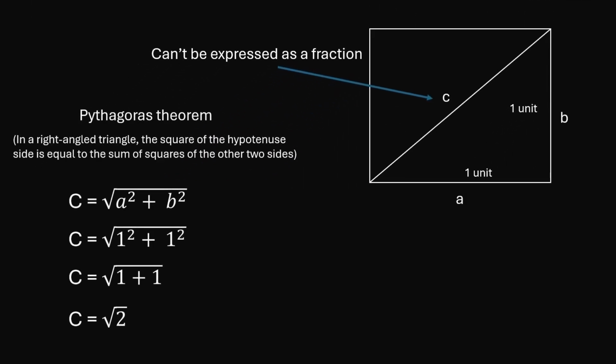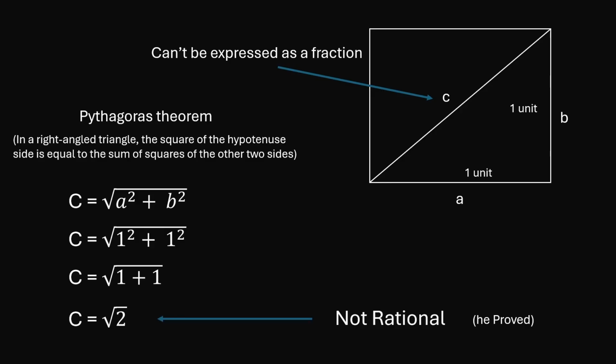What he was actually trying to do was calculate the length of the diagonal. For that, he used Pythagoras theorem, and he found out that this length cannot be written as a ratio of integers, and he actually proved it.